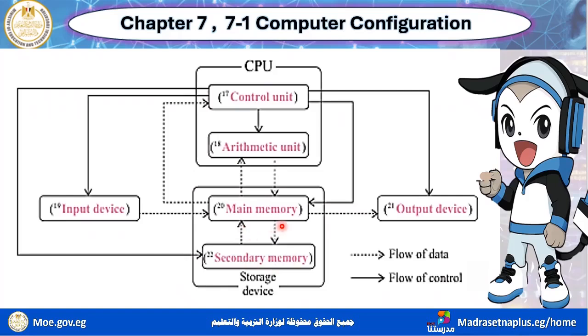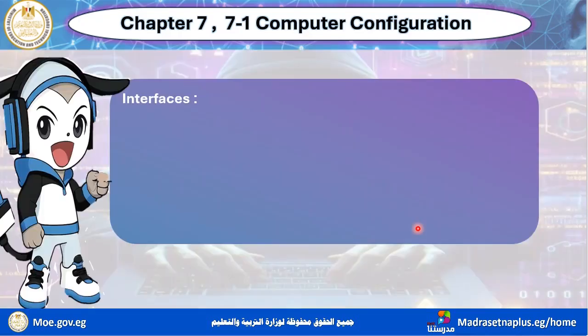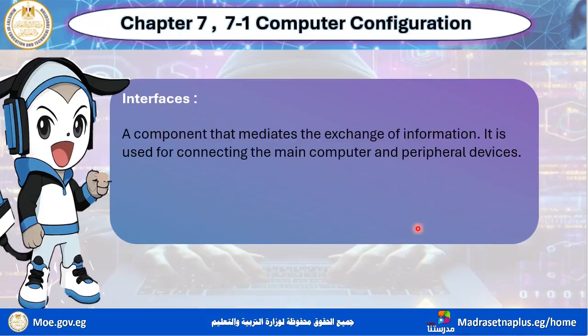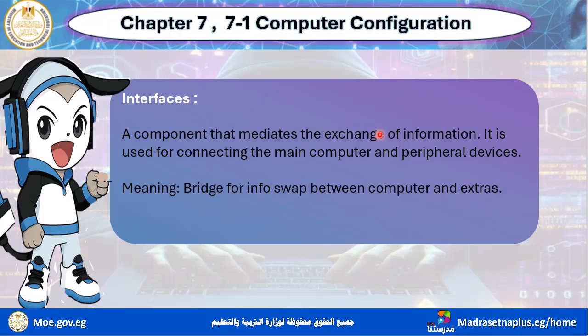And after that, you can output the information through the output device. Well, now we're going to talk about the interface. It's a component that mediates the exchange of information. It's used for connecting the main computer and the peripheral device. It's some sort of a bridge for information swap between computers and their extras.